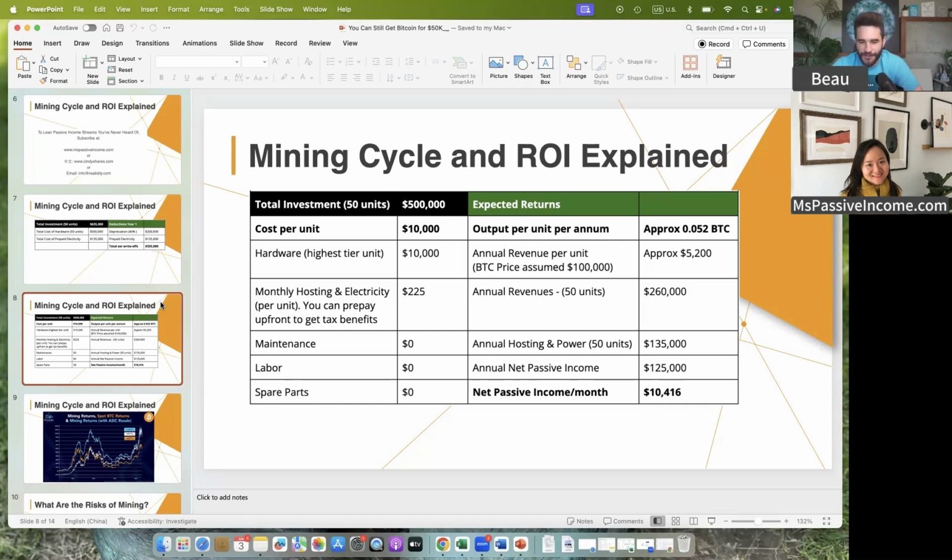You've got those put into our facility for you, and then all you have in terms of expenses after that is a flat fee that includes electricity, maintenance, technician labor, and all your spare parts. And so that's why you see all these zero line items. It's all inclusive.